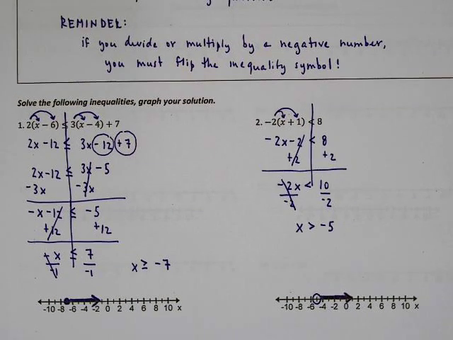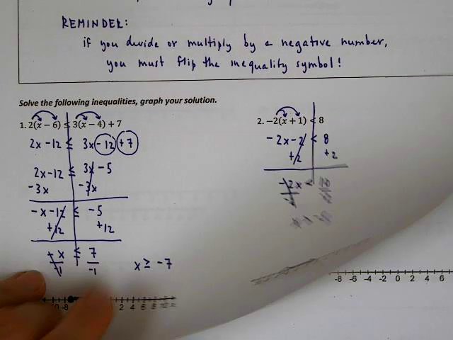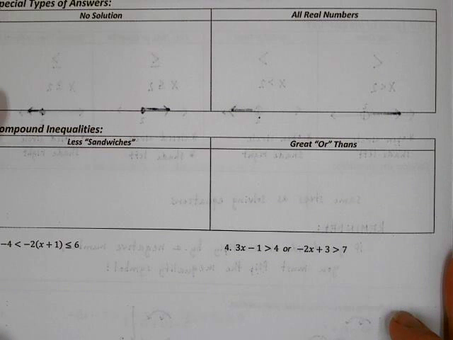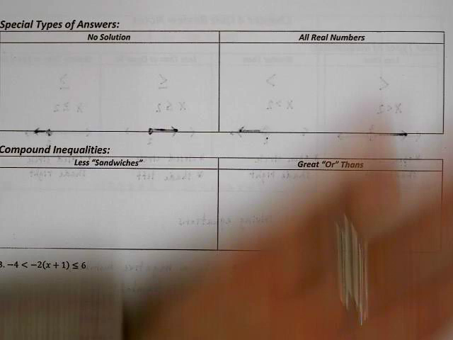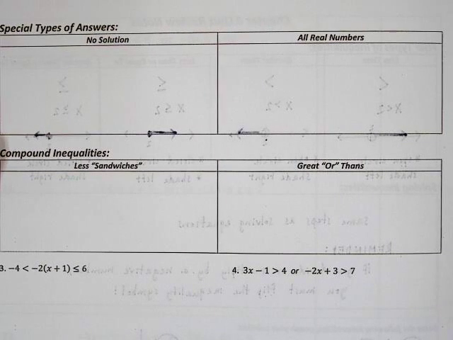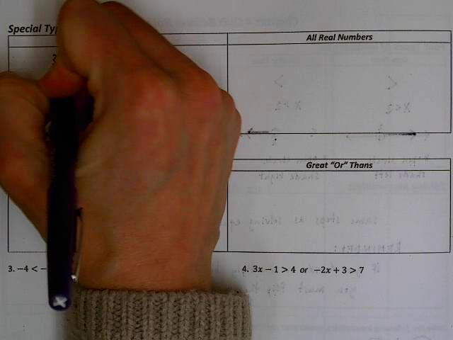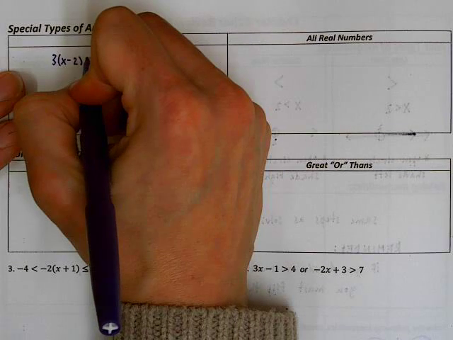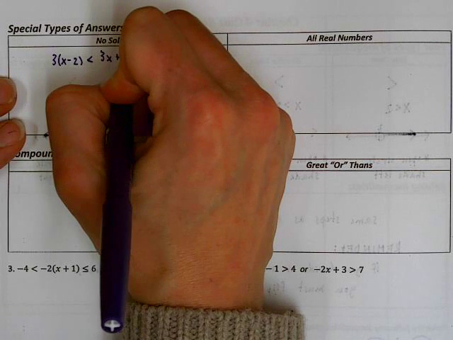So those are our simple inequalities. We have to remember those special types of answers we had, the no solution and all real numbers. So no solution is going to look like this. Let's say I had 3 times x minus 2 is less than 3x plus 4.